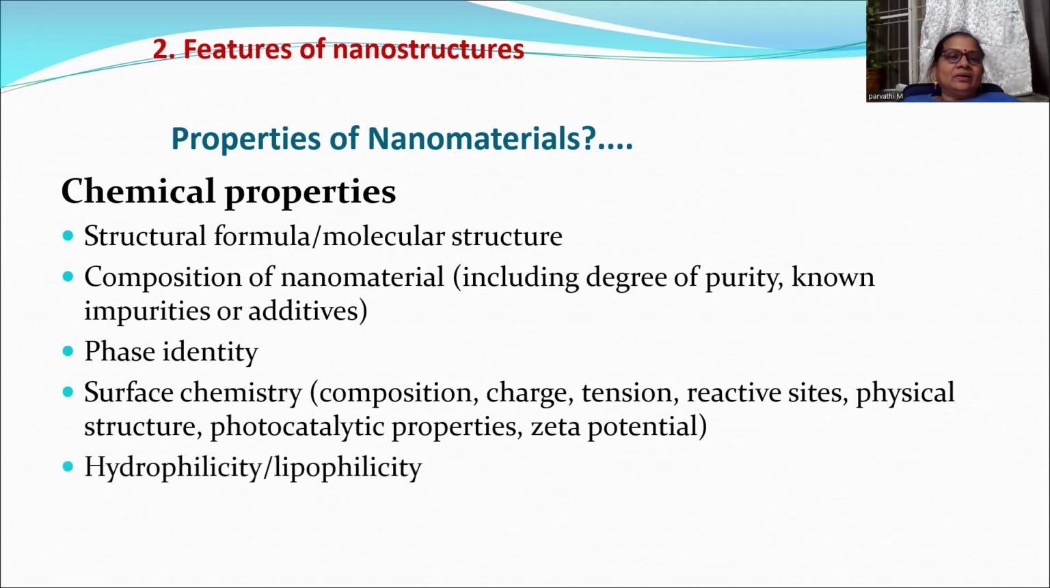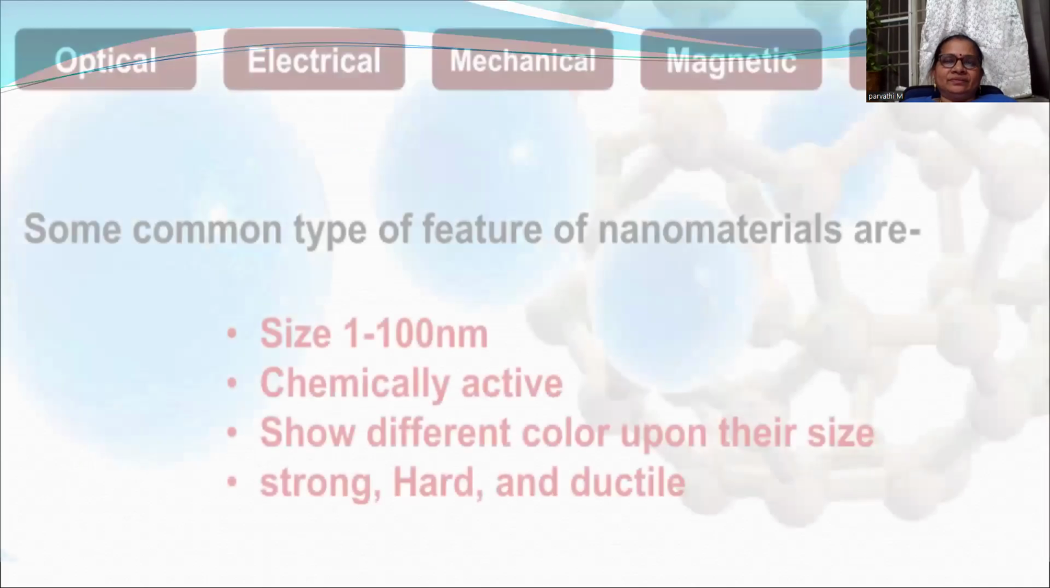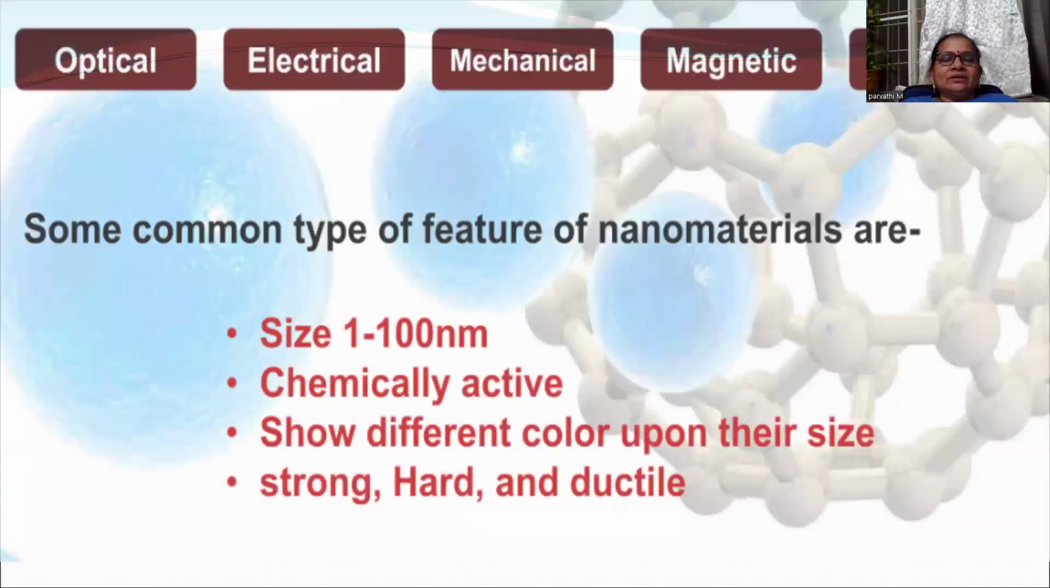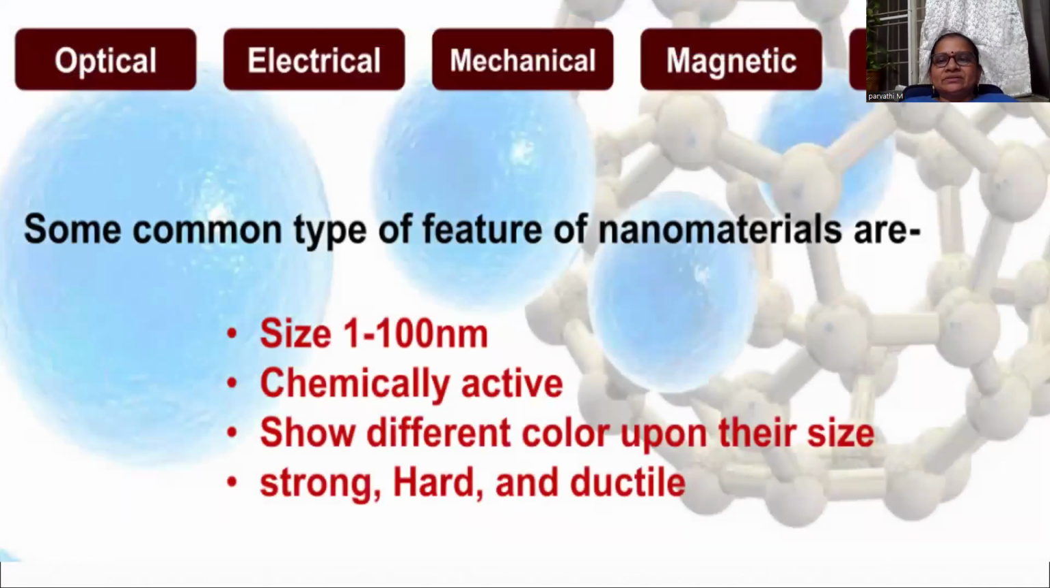All these matter when nanomaterial is used in the chemical field. So generally, some common features of nanomaterials are looked into, like size. Basically, the nanomaterial size will be limited to the nano level of 1 to 100 nanometer. Then it should be chemically active.